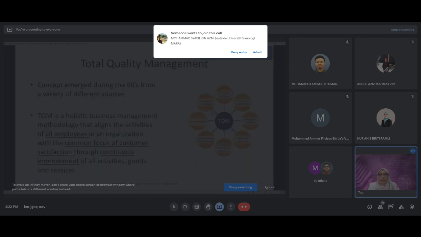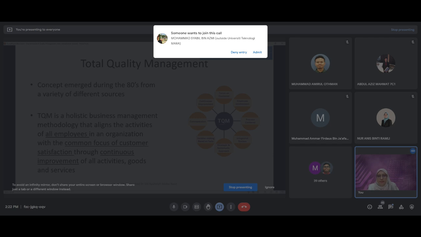Okay, now let's look at total quality management. The concept of quality management emerged in the 80s from a variety of different sources, as you can see in many books and articles. TQM, total quality management, has been described all over the world in different meanings and varieties.